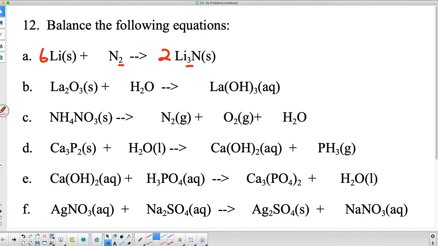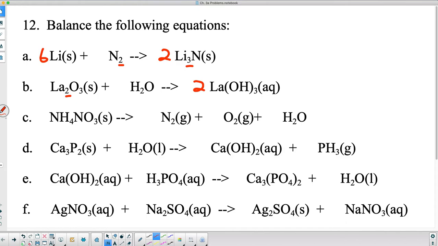Moving on to the next one, lanthanum. Not a normal element that we use very much, but that doesn't matter here because we can still balance it. Notice I have a 2 on the left-hand side, so I put a 2 on the right-hand side. I have 3 oxygens, plus, let's do that one last. I was going to change H2O to HOH, but we don't need to do that. This is kind of a strange one.